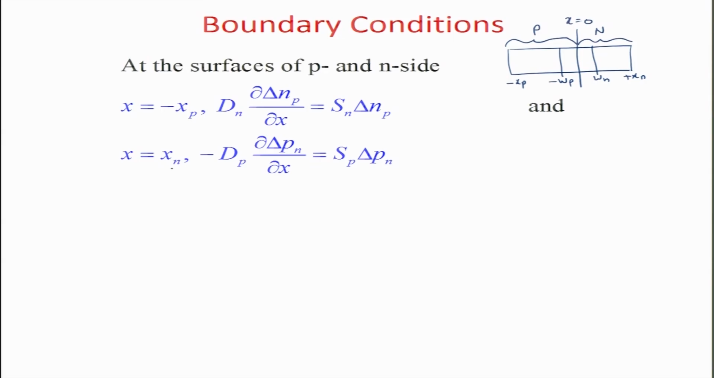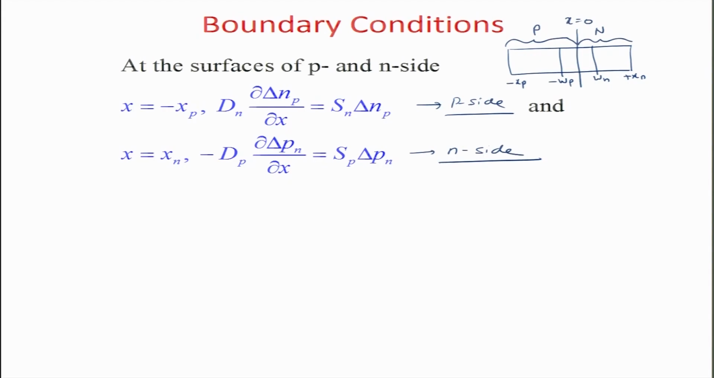On the other side, at x is equal to xn, you have the other condition, that is minus Dp del of delta Pn by del x is equal to Sp into delta Pn. This is for the P side and this is for the N side. So the first boundary condition is that the diffusion term is equal to the surface recombination rate on the surface.